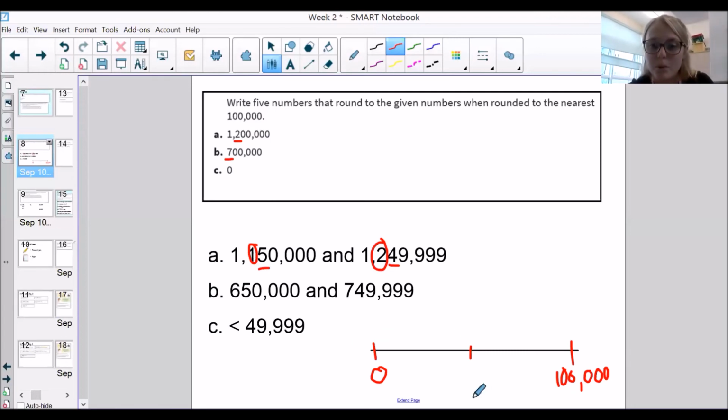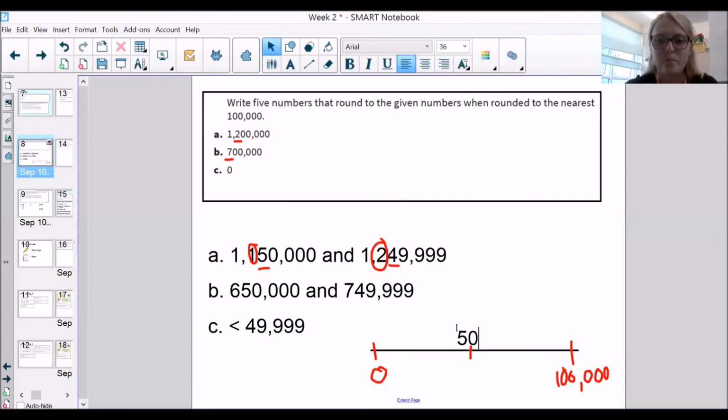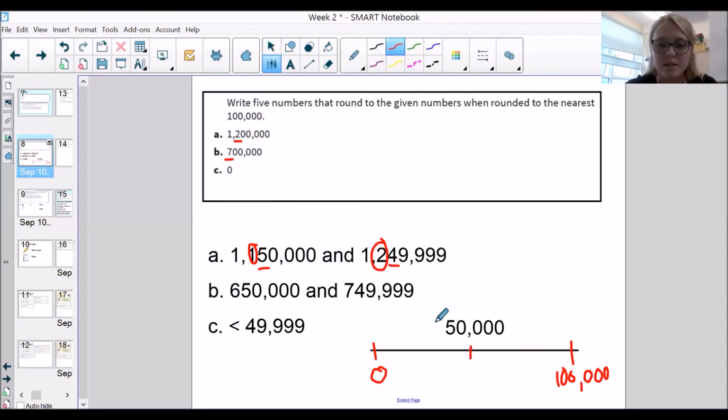So what is the middle number between those? It's 50,000. Okay. But if we rounded 50,000 to the nearest 100,000, so if we marked our place and look next door, the 5 is 5 or greater, add 1 more, so we would round that up to 100,000. So we wanted 1 less than 50,000, which would be 49,999. So any number between 0 and 49,999 would have been fine.